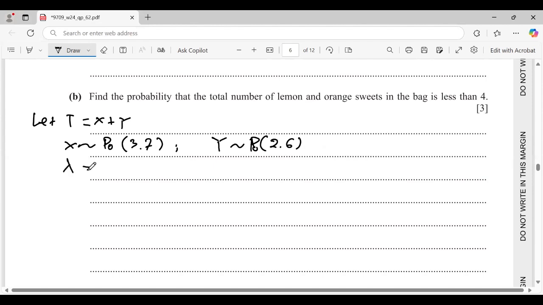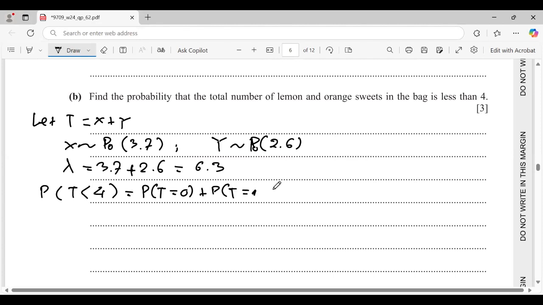So lambda equals 3.7 plus 2.6 equals 6.3. Let's find the probability t less than 4. So t less than 4 means probability t equals 0 plus probability t equals 1 plus the probability t equals 2 plus the probability t equals 3. Less than 4 means not including 4.